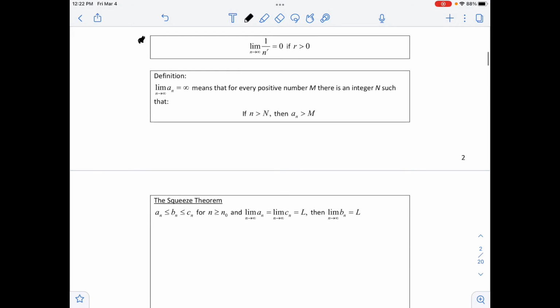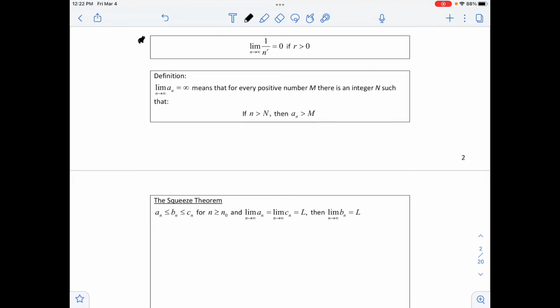And then the next definition that we have says the limit as n approaches infinity of a_n equals infinity means that for every possible number M, there is an integer N such that if n is greater than N, then a_n is greater than M.